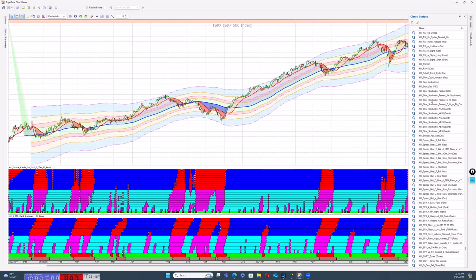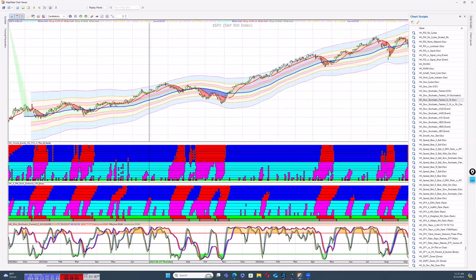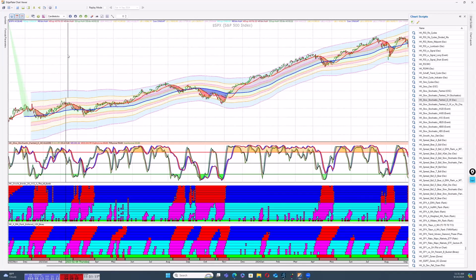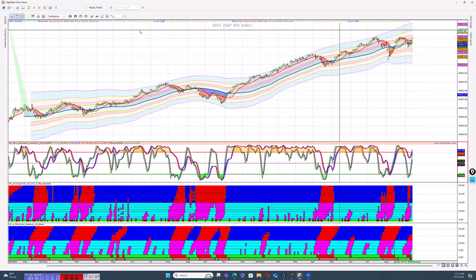Okay, so here it is. HK slow stochastics painted and DW. This is another version of it, but it's got 3 stochastics. This one only has 2. I'll click on that. And let me take that up a couple notches. Bam. And I'll explain that one with you.